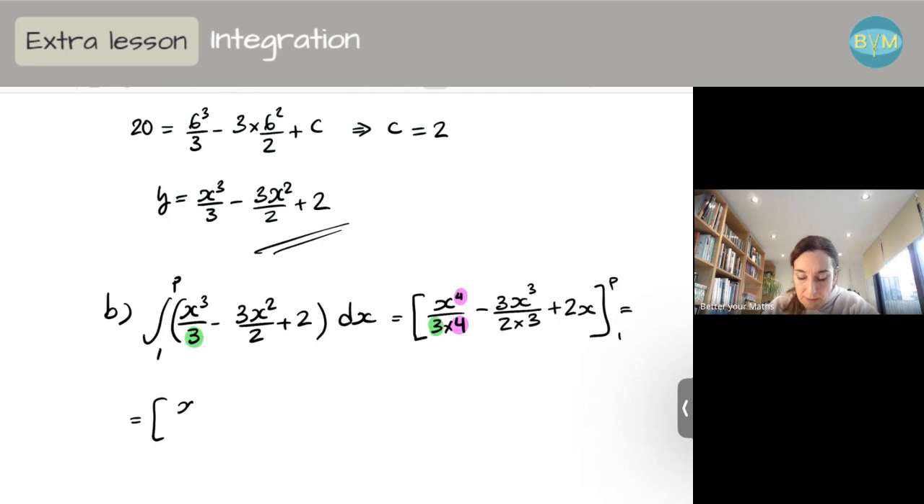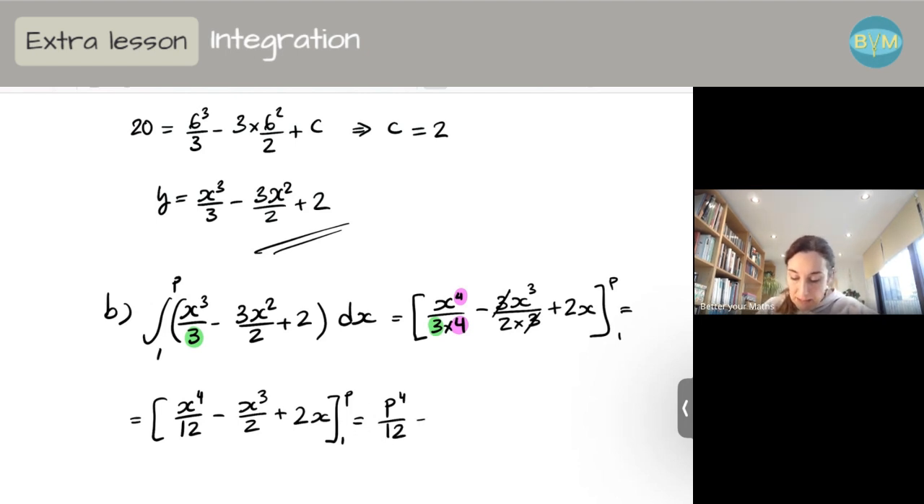So I have x to the power of 4 divided by 12 minus, I can cancel these 2. So I have x cubed divided by 2 plus 2x. And once I have integrated, I can substitute. The p first. So I have p to the power of 4 divided by 12 minus p cubed divided by 2 plus 2p. That's when I substitute the p, and then minus, I substitute the 1. So I have 1 over 12 minus 1 over 2 plus 2.